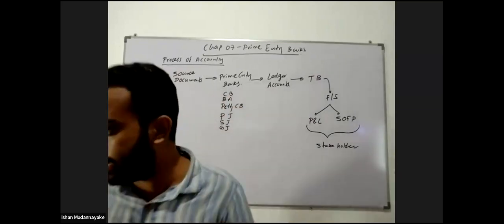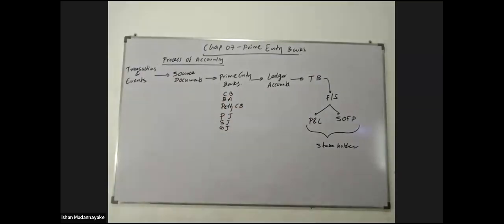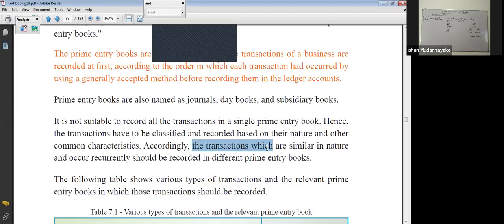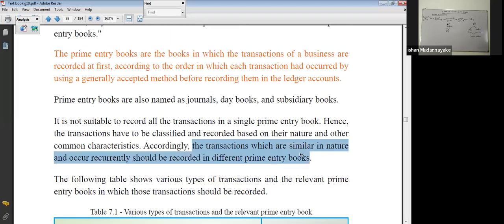Okay, like then here, please highlight this point. The transactions which are similar in nature and occur recurrently should be recorded in different primary books. Please highlight.